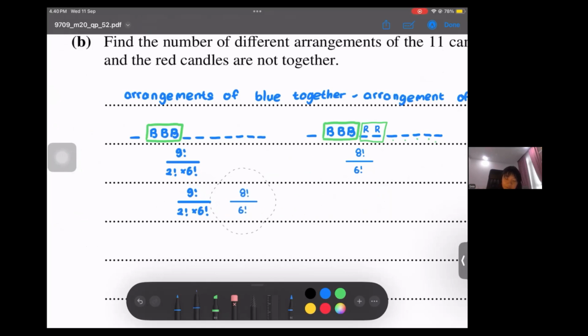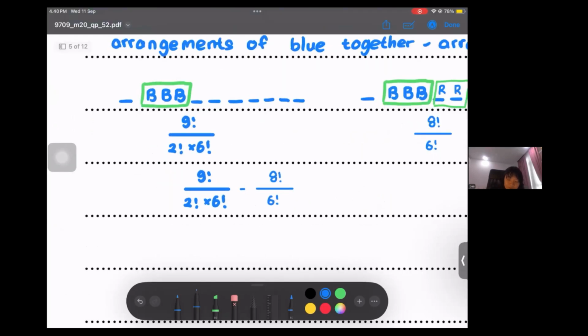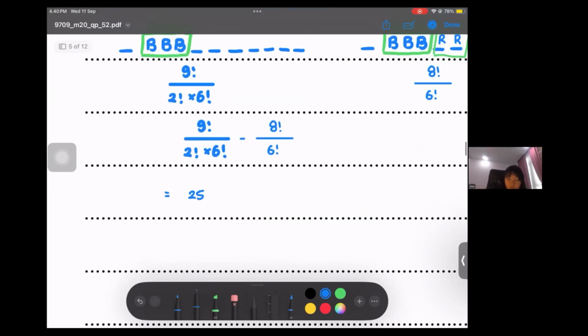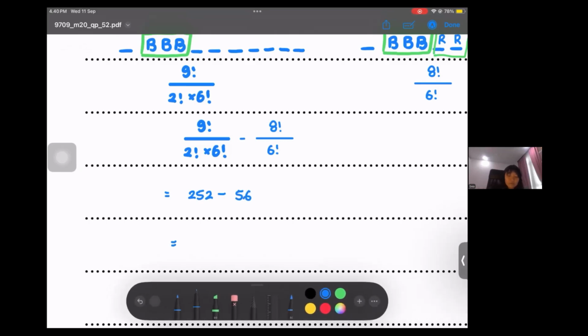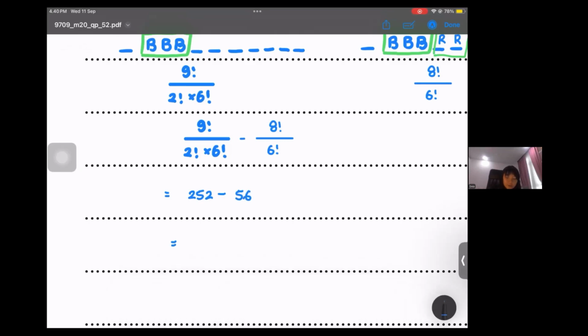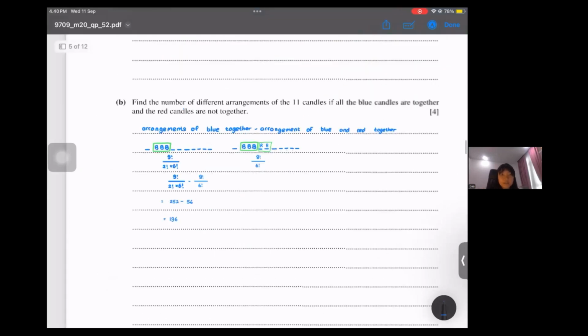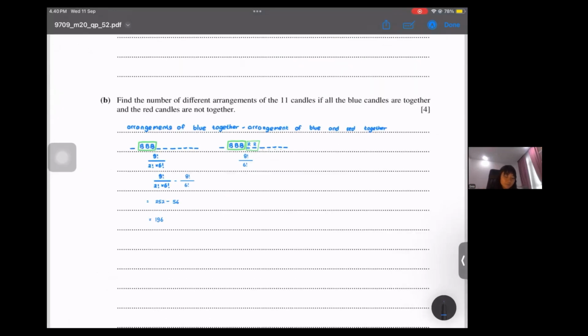Now, and then you subtract them. So the value of the first one will be 252 when you put in your calculator, which you will subtract with 56. Then you subtract both of the values and you will get 196. And that is the answer for number 4B.